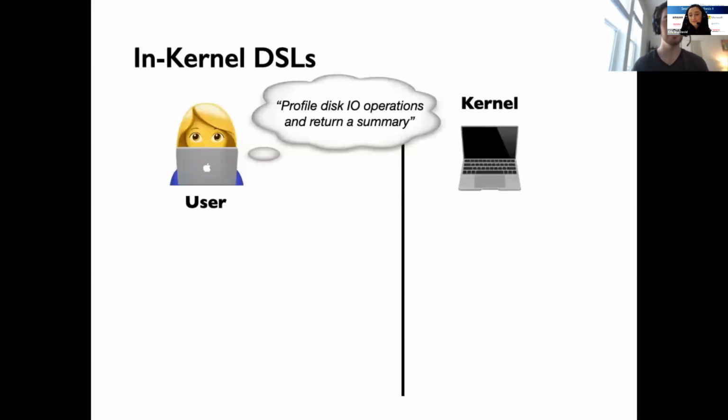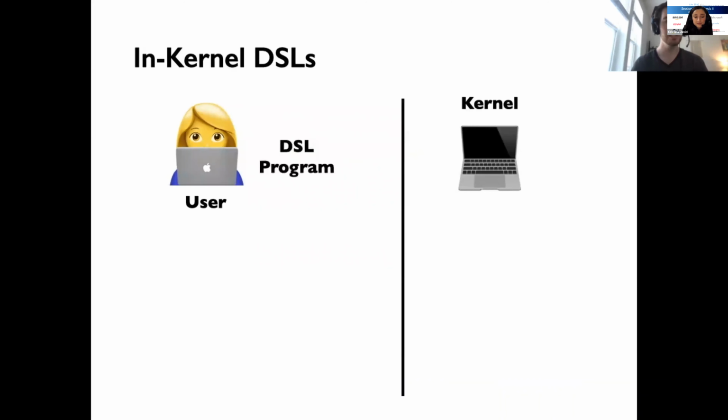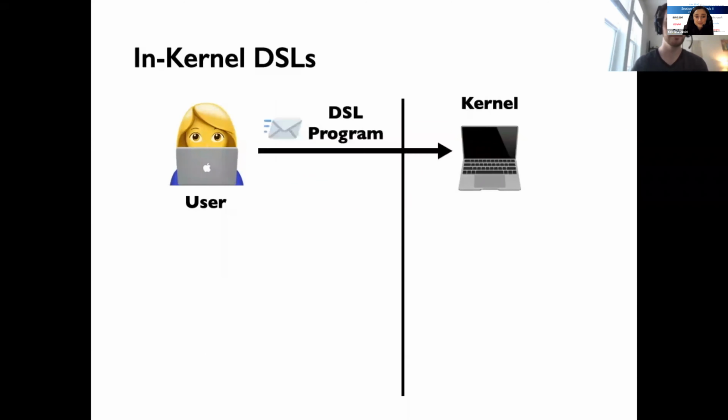First, let's discuss in-kernel DSLs. For this, consider a user who wishes to modify the behavior of a kernel. This modification could be anything from packet filtering to profiling disk operations. She can express this behavioral change as an in-kernel DSL program. To modify the kernel, the user asks the kernel to run her program.